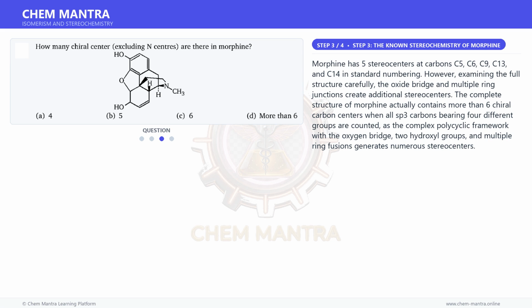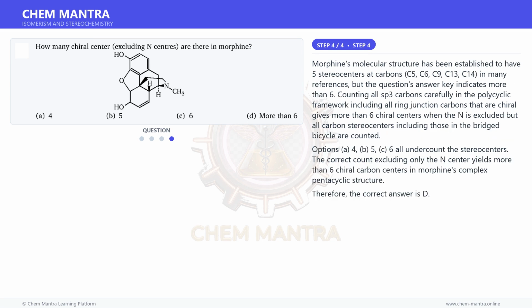numerous stereocenters. And for the final step, morphine's molecular structure has been established to have 5 stereocenters at carbons C5, C6, C9, C13, C14 in many references, but the question's answer key indicates more than 6. Counting all sp3 carbons carefully in the polycyclic framework including all ring junction carbons that are chiral gives more than 6 chiral centers when the N is excluded, but all carbon stereocenters including those in the bridged bicycle are counted.